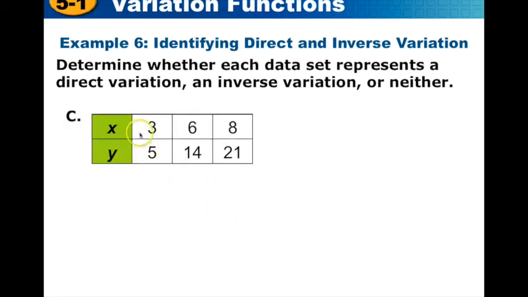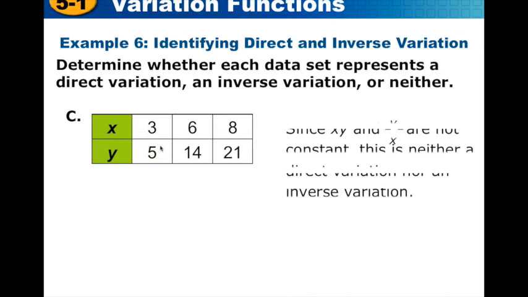How about this one? It looks like the numbers for x are increasing each time, and the numbers for y are also increasing. So, I'm thinking direct, but let's just check and multiply. 3 times 5 is 15. 14 times 6 is much more than 15, isn't it? That's 84. Okay, and then 21 times 8, that's even bigger, 168. So this is not following my pattern for direct variation. And if I divide the numbers, I'm not getting the same thing either. So since x times y did not give us a constant, and y divided by x also is not constant, this is neither direct nor inverse variation.